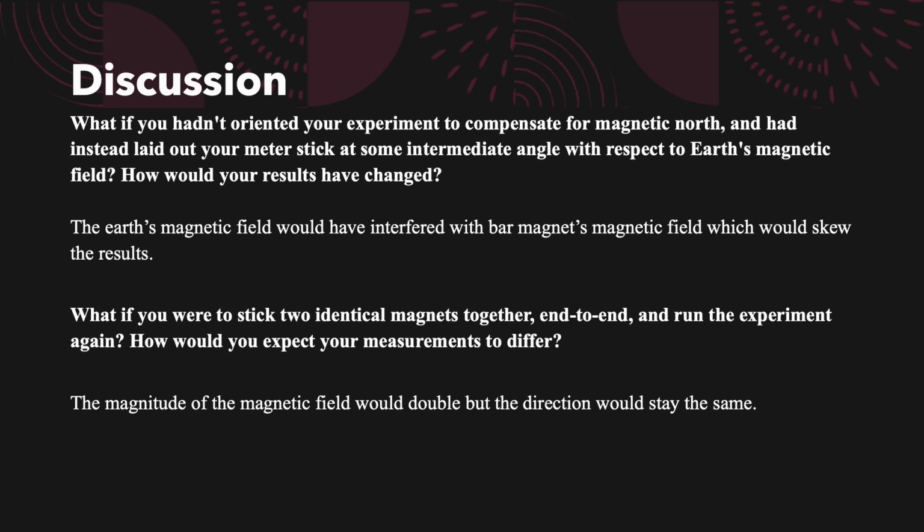The second question is, what if you were to stick two identical magnets together end to end and run the experiment again? How would you expect your measurements to differ? The answer is the magnitude of the magnetic field would double, but the direction would stay the same.